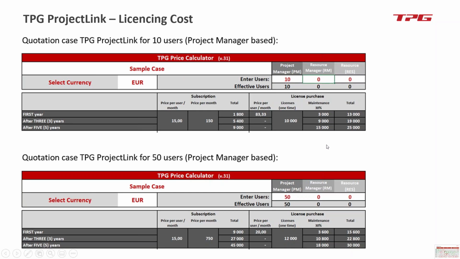The subscription is a yearly price to pay. This is the first year, after 3 years, after 5 years. You can see the sum. That's the total cost of ownership after 5 years in the subscription model.